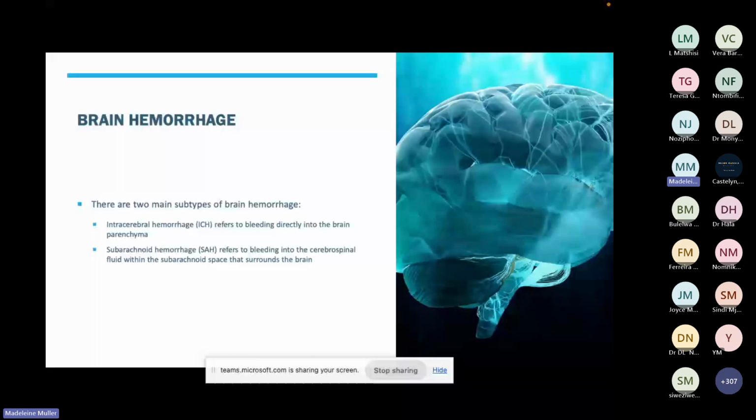And then brain hemorrhage. So there are two main subtypes of brain hemorrhage.